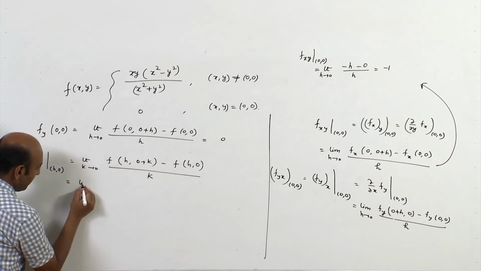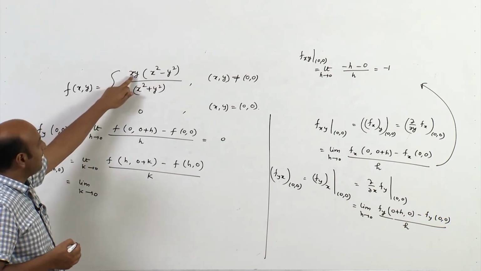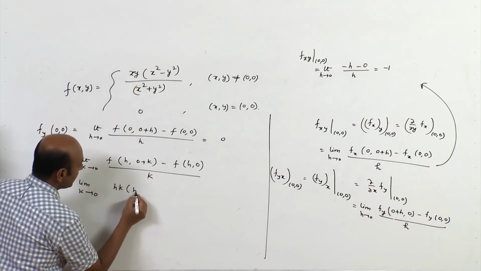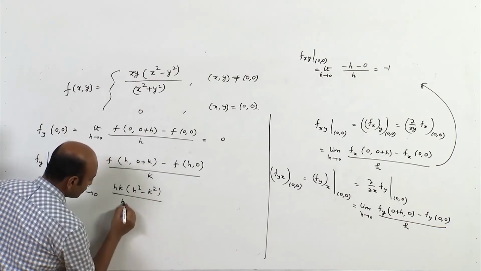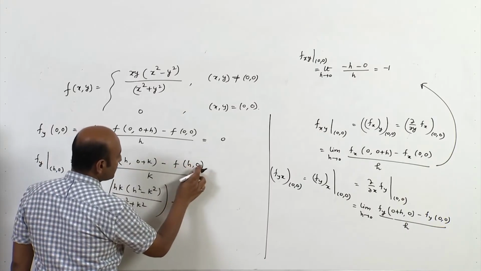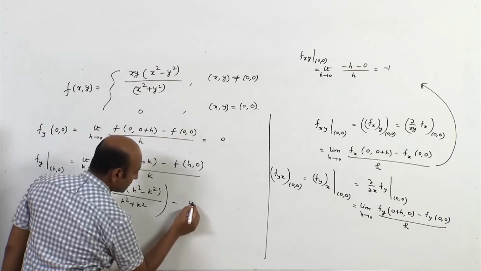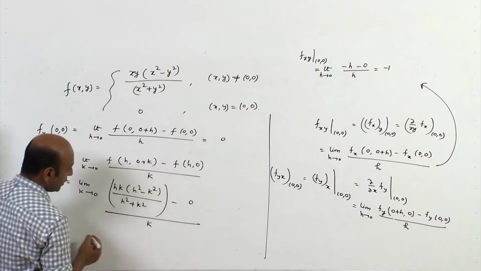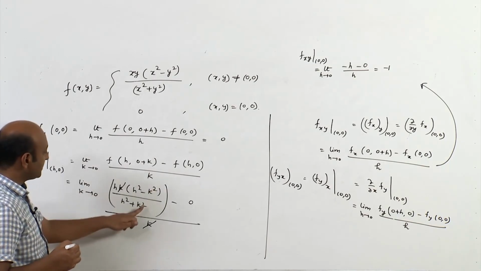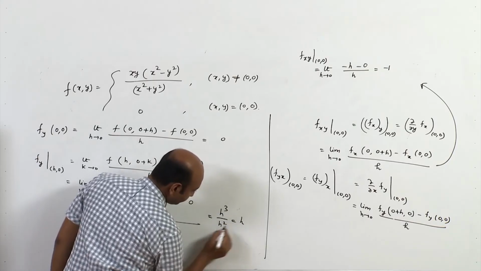Now this is the limit k tending to 0. Here you replace x by h and y by k. So it is hk(h² − k²)/(h² + k²), minus f at (h, 0), where x is h and y is 0. When you take y as 0, this expression is 0. So it is 0 upon k. This k will cancel with this k, and when you take k tending to 0, it is h³ upon h², which is h.